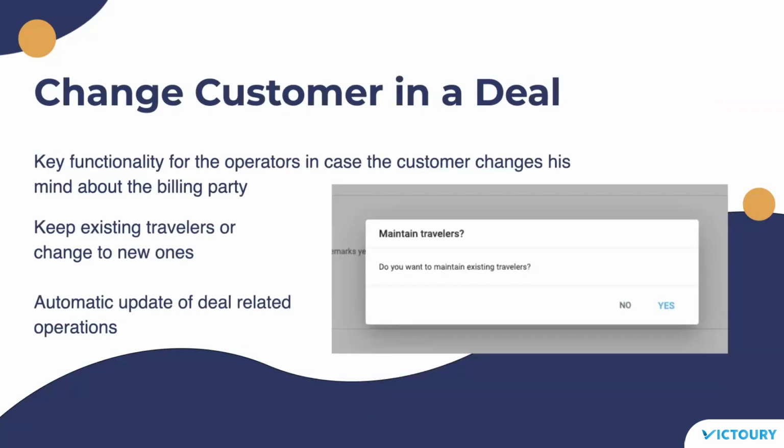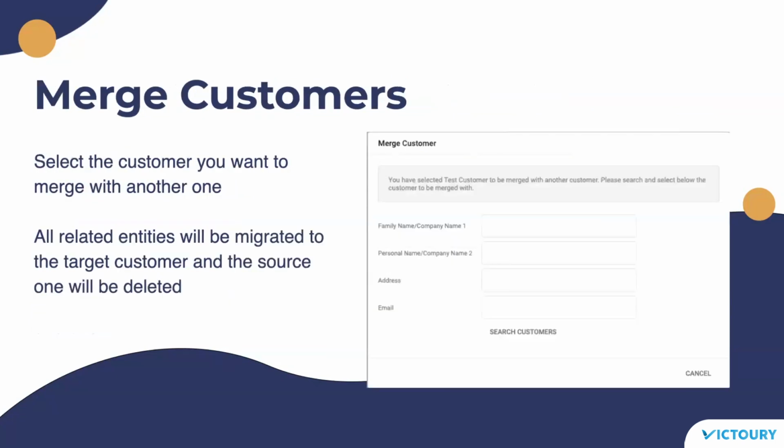We will be talking about the functionality of changing a customer in a deal, of course. Then you will see how the system updates everything behind the scenes when you decide to change a customer in a deal. We will be merging customers together to see the scope and main aim of this functionality. You will find this very handy, I think.